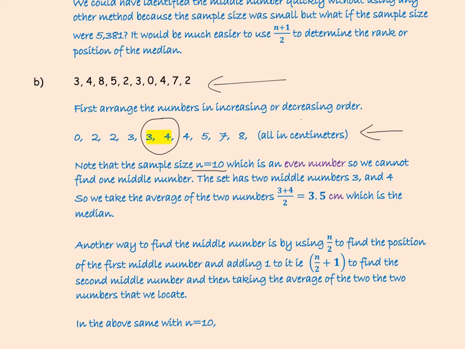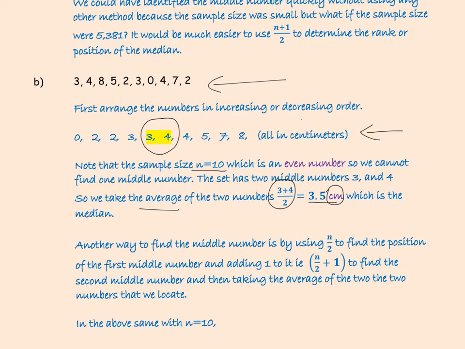So how do we figure out the median of this data set? We take the average of the 2 middle numbers. So 3 and 4 are the middle numbers. We add the 2 and divide by 2 to find the average to get 3.5, and remember to attach the units. So the median of this data set is 3.5 centimeters.